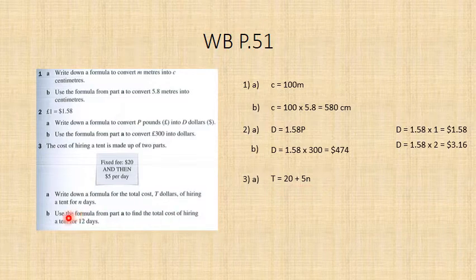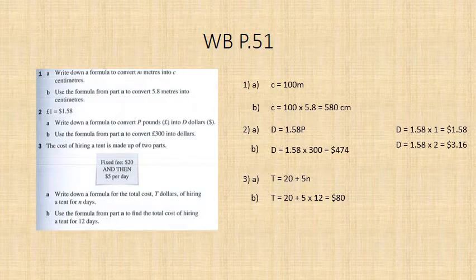Here in question B, he needs me to use this formula to check the total cost of hiring a tent for 12 days. It's very easy and simple. I will remove this N and put 12, so it's going to be equal to 20, the fixed cost that I will pay, plus 5 times 12 days that I will stay. According to the order of operations, I will make the multiplication first. So 5 times 12 equals 60, plus 20, it's going to be $80.